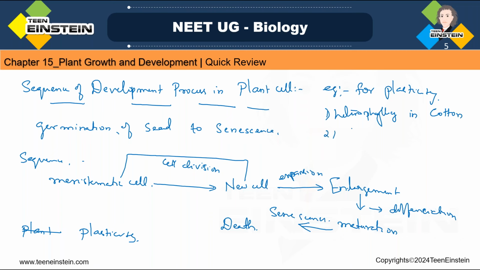Then the second example is coriander. Heterophily in coriander and in larkspur also. This heterophily is there. Clear?